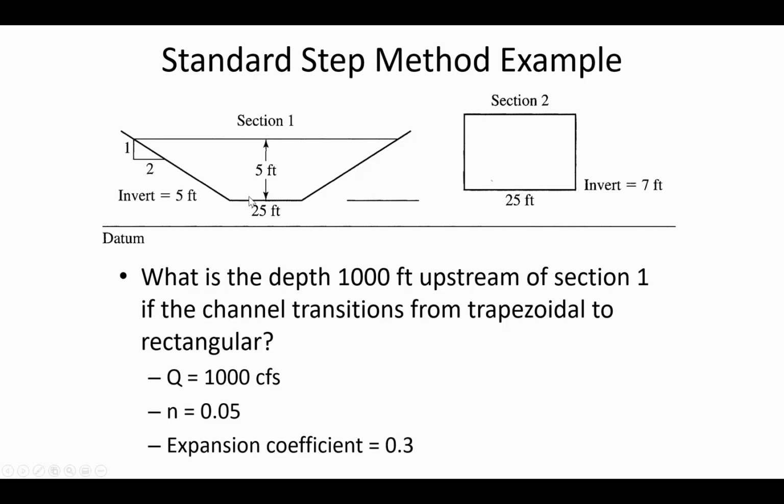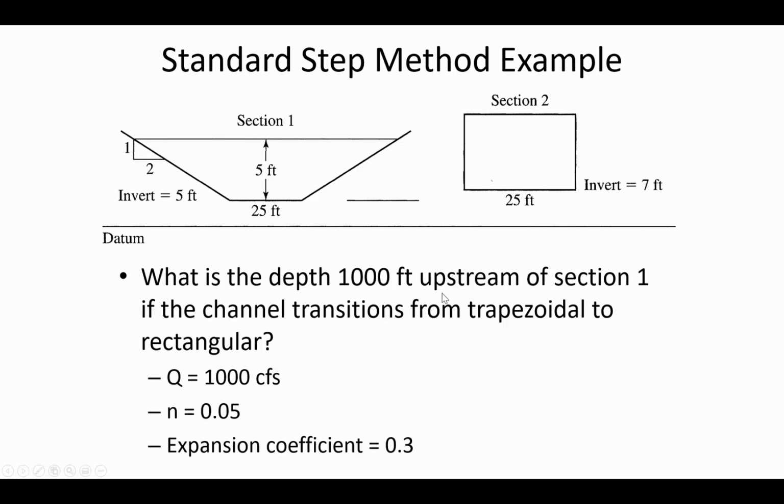So if it's 5 feet deep, then that tells us we have an added 10 feet on the left side, 10 feet over here. And so capital B in this case would be 25 plus 10 on the left and 10 on the right. So we're going to try and find out what would be the depth of the water in a rectangular section that is 1,000 feet upstream?